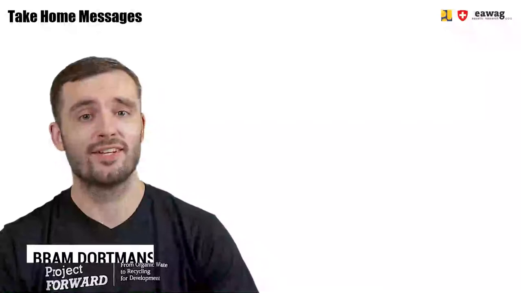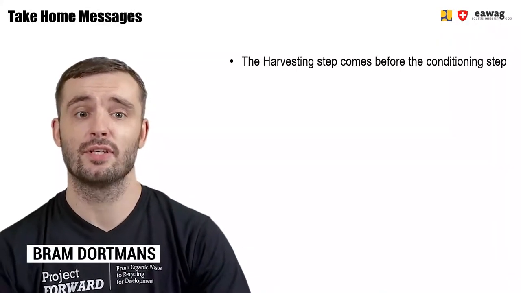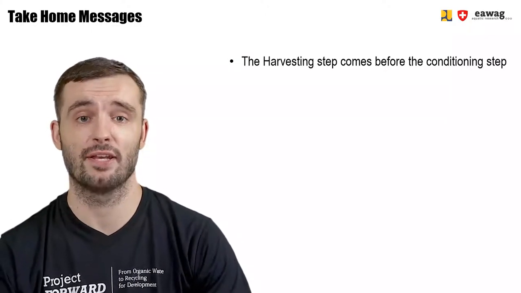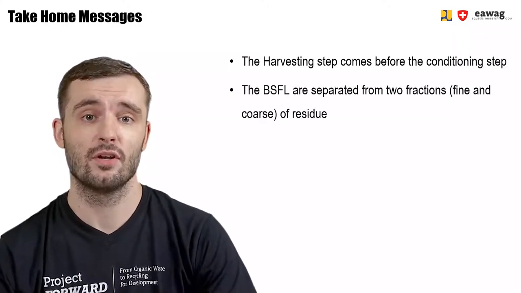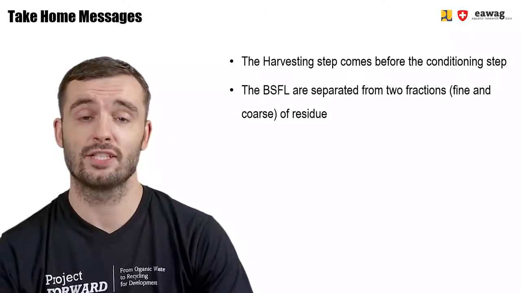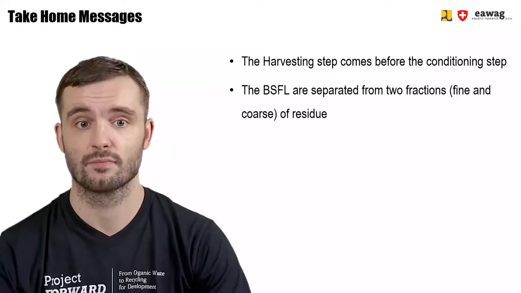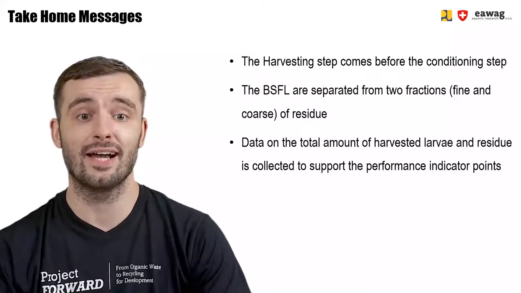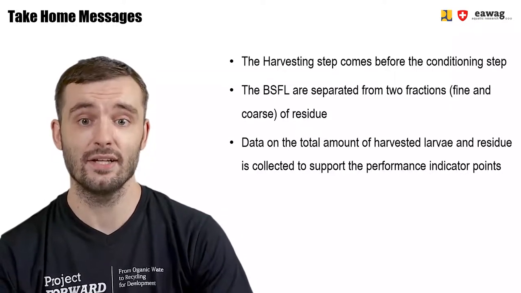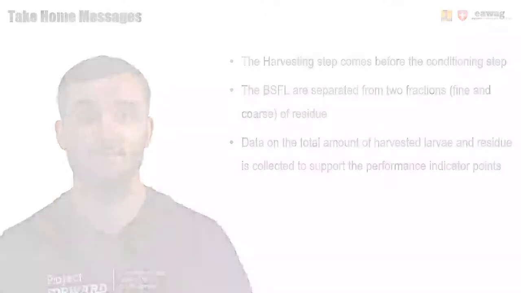We've already come to the end of this module on the harvesting stage. You learned that the harvesting step comes before the conditioning step and after the treatment. You learned that the BSFL are separated from two fractions of residue, the coarse and the finer fraction. And you learned that the data on the total amount of harvested larvae and residue is necessary to be collected to support the performance indicator points.